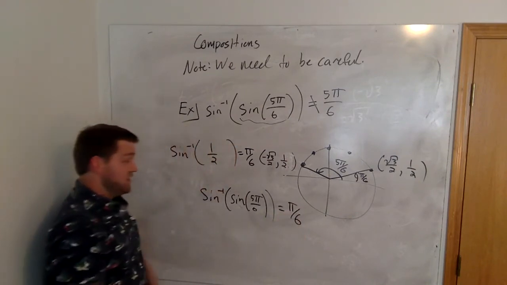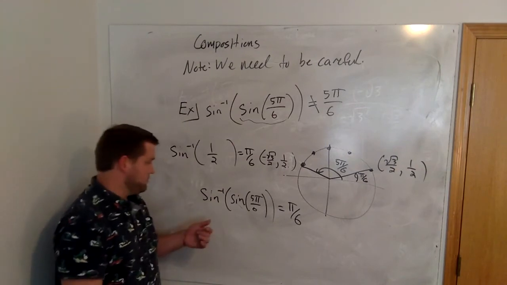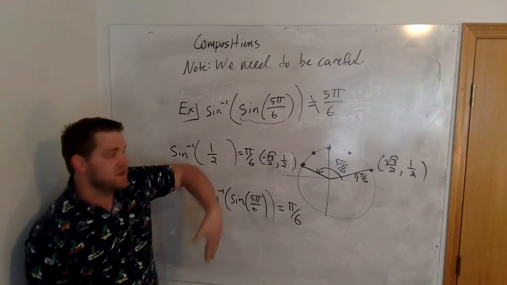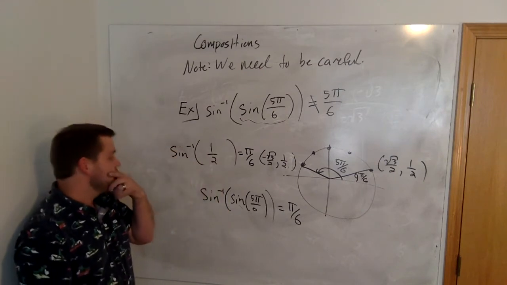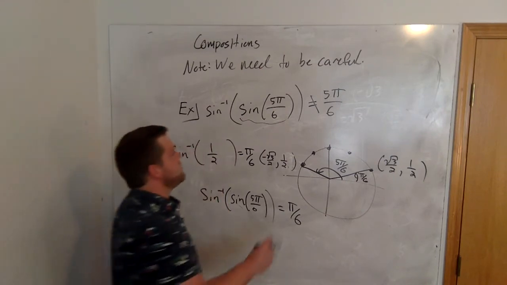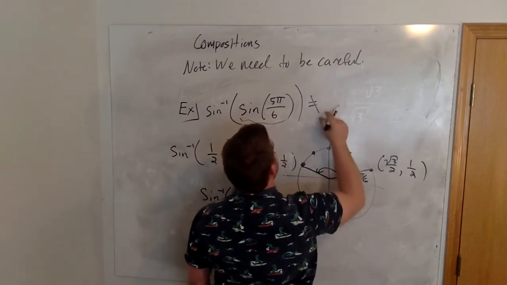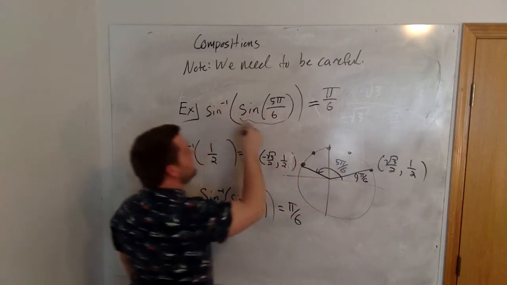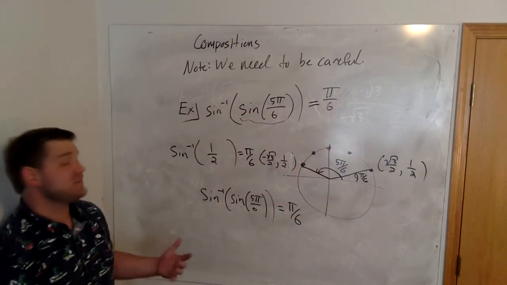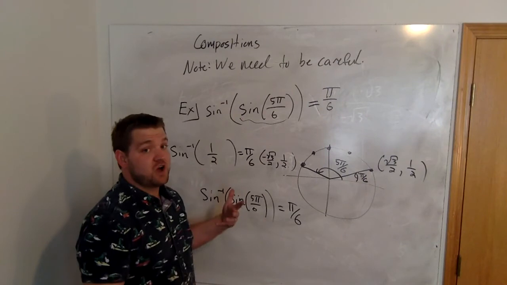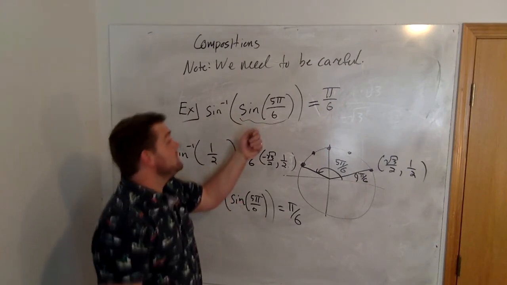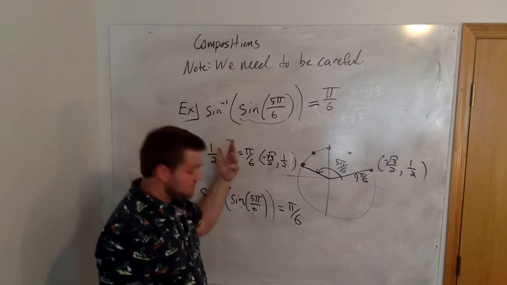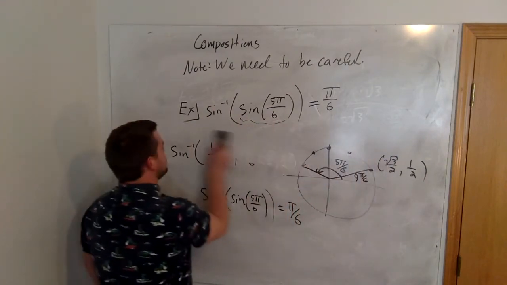The reason it does this is because the way we built sine inverse, we built it to only spit out angles between negative pi over 2 and pi over 2. So this does not spit out 5 pi over 6. It spits out pi over 6. So we need to be careful. Don't just automatically cancel these. We need to look at the unit circle and actually do the composition. You need to do the inner evaluation, and then plug that into the sine inverse. Let's do some other examples.